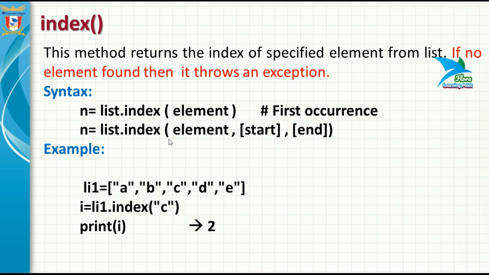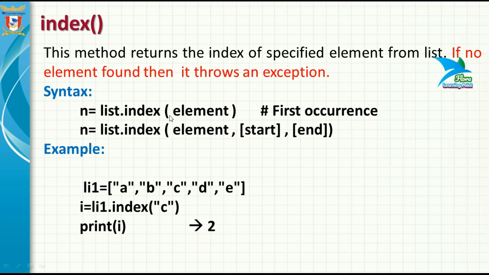The next function that we have is the index function. This method returns the index of a specified element from a list. That means with the help of this function, we'll be able to search for a given element in the list, and it will return the index position of that particular element. But if no element is found, then it throws an exception. That means if your given element is not available inside the list, it will generate an exception, a runtime error, and the program will be terminated.